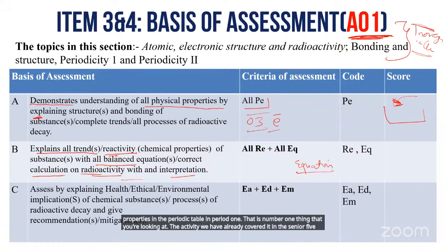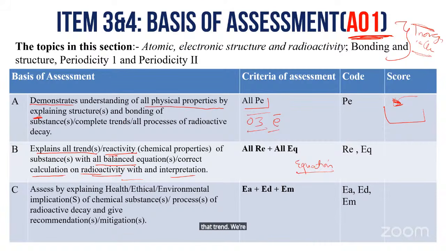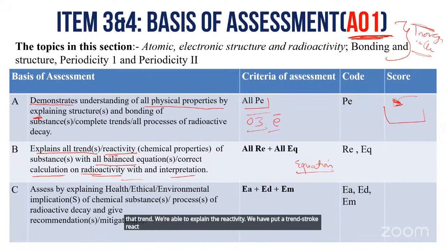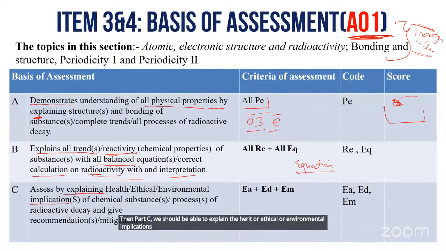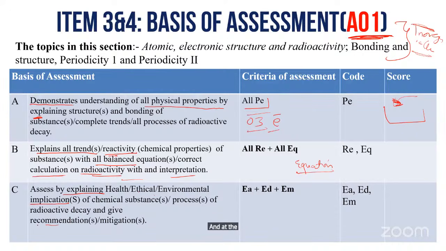So let's make sure that as we are there, we are able to explain the trend. We are able to explain the reactivity. We have put a trend stroke reactivity because it can either be trend or, in the question, they're asking you the reactivity. Then part C, we should be able to explain the health or ethical or environmental implications.